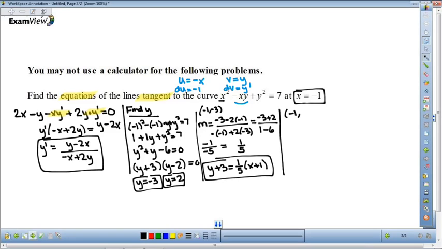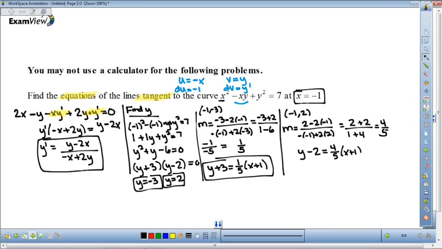The second point is going to be negative 1, 2. So my slope is going to be 4/5. So the equation of my second tangent line is going to be y minus 2 is equal to 4/5 times (x plus 1). So those are my two equations of my tangent lines.